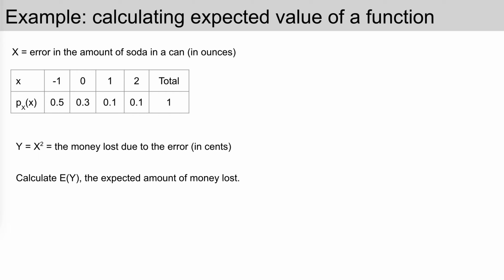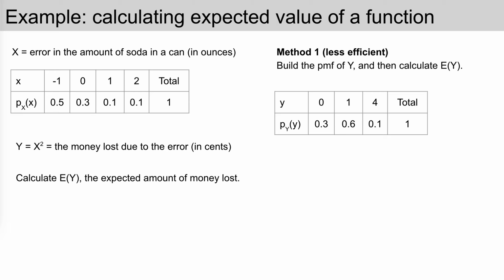There are 2 approaches that we can take here. The first one follows 2 steps. First, build the probability model of y, and then calculate the expected value. The PMF of this model is shown here. Let's break this down. First, notice that since x can be -1, 0, 1, or 2, then y equals x squared can be 0, 1, or 4.